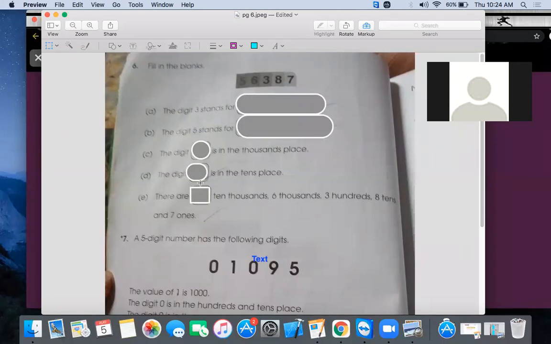The digit blank is in the tens place. Which digit is on the tens place? 8. Very good. And there are dash 10,000, 6,000, 300s, 8 tens and 7 ones. So 7 ones, 8 tens, 300s, 6,000 और 10,000 की वैल्यू क्या है? There are dash 10,000. 10,000 कितने इधर? So we put 5 over here. In this way you have to do your homework.